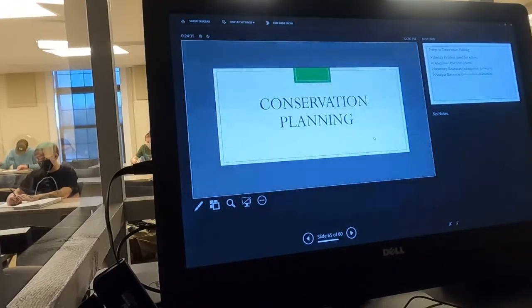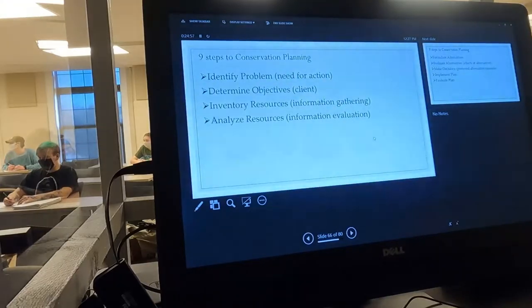Everyone good on water and wind erosion? There'll be some RUSLE calculations in the upcoming homework. We'll discuss that at the end of class. And then also this is going to be a part of the homework as well, on how to go about conservation planning. I should probably have Michaela up here teaching this. She probably knows about it better than I do.